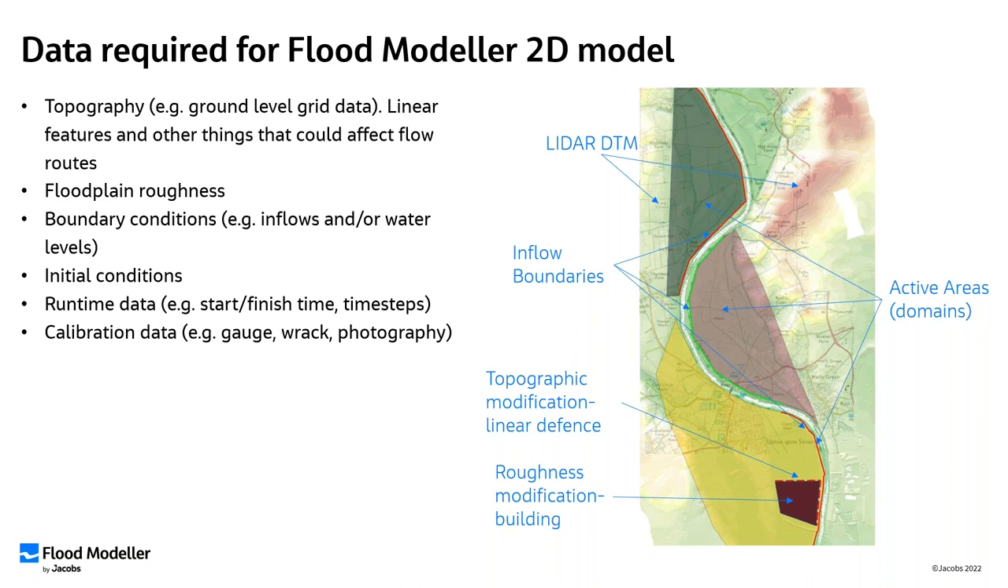Got initial conditions in here, which aren't essential for the 2D solver. If you think about a typical floodplain situation with a river beside it, it does start dry typically. So a 2D solver can start from dry, but you might want some initial conditions in places where perhaps you have a water body. So a lake or some kind of pond or something like that, something that would store water on the floodplain. So you might want to apply a sort of initial level in that water body prior to starting your run. It's totally possible to do that in Flood Modeler.